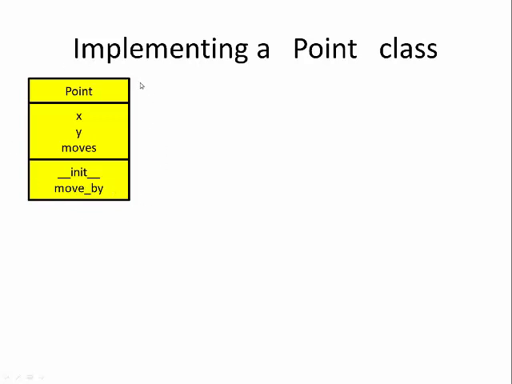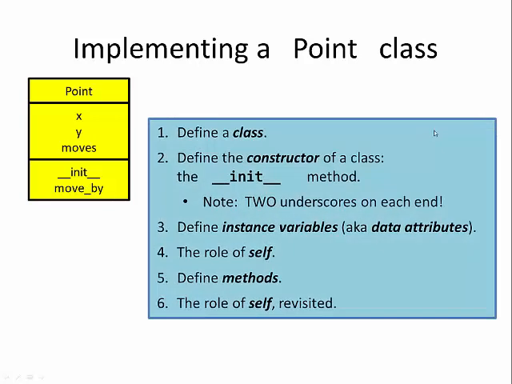So this UML class diagram describes what the point class will be able to do. Now we're going to actually implement it. To do that, we'll go through 6 steps. First, I'll show you how to define a class, then how to do what's called the constructor, then how you get these instance variables in, the role of this thing called self, how you get methods to go, and then returning to self.